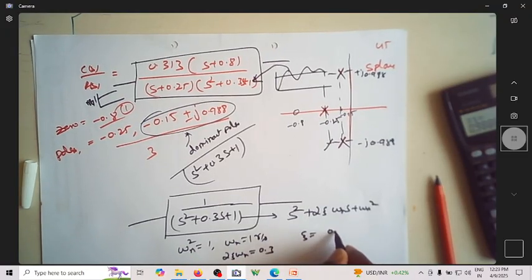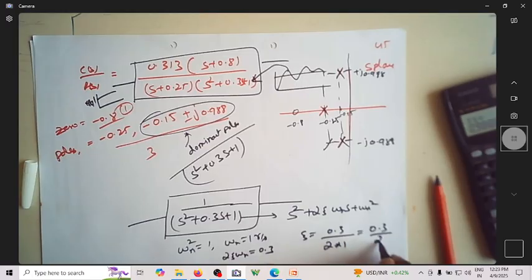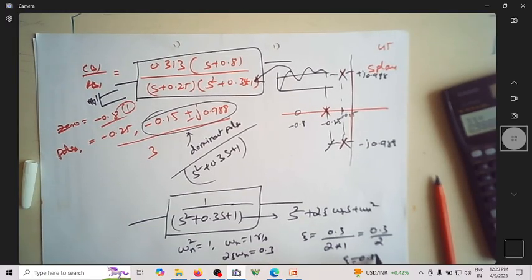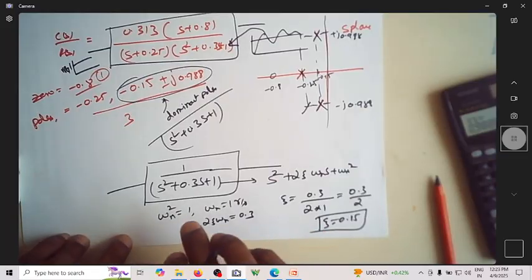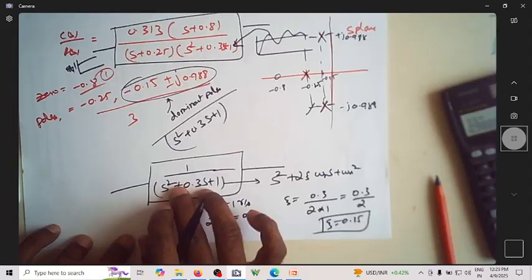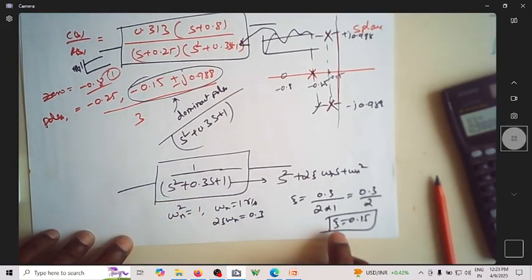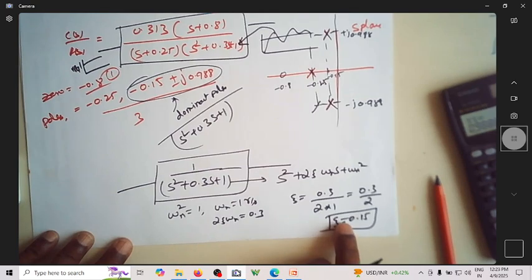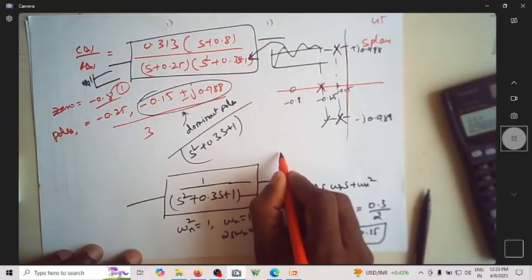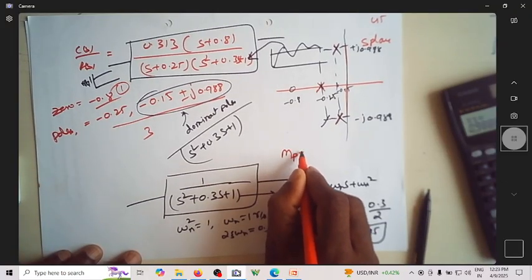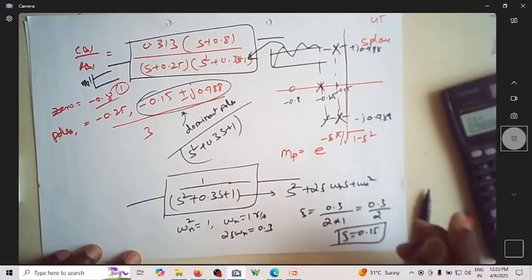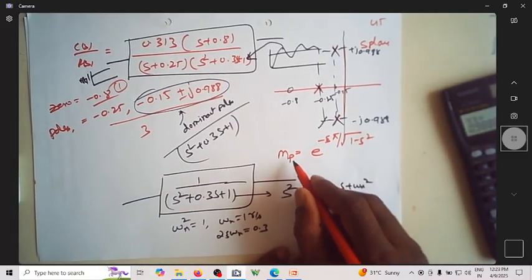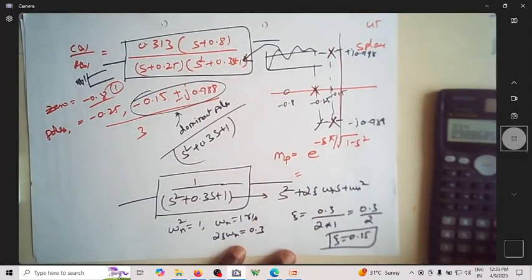So zeta is equal to 0.3 by 2 into 1. So it is 0.3 by 2, so zeta is equal to 0.15. So zeta equal to 0.15 is the system damping factor. If a system has a damping factor of zeta equal to 0.15, then what is the overshoot for a step input? We know that overshoot is given by e power minus zeta pi by root of 1 minus zeta square.